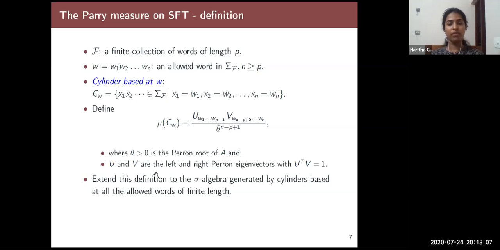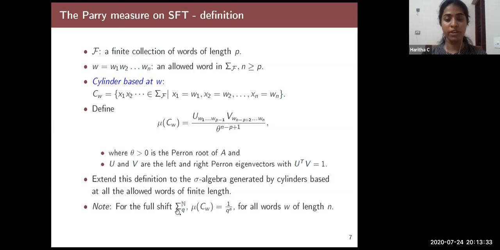So we know that when you have a forbidden collection with words of length p, then the adjacency matrix is indexed by all possible words of length p minus 1. So are the left and right eigenvectors. And also the measure on a cylinder depends only on the first p minus 1 and the last p minus 1 entries of this word.